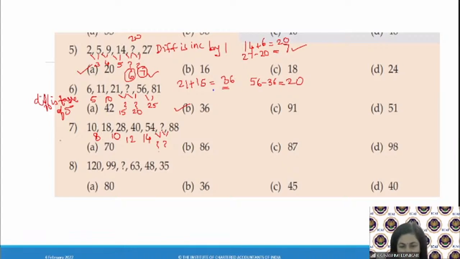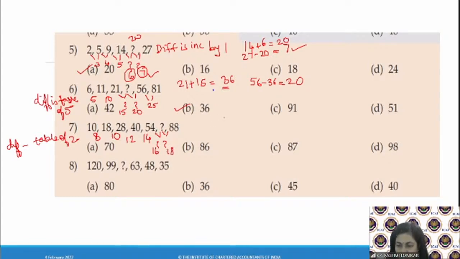What is this? This is a table of 2. The difference has a table of 2, because 8, 10, 12, 14, so this should be 16 and this should be 18.